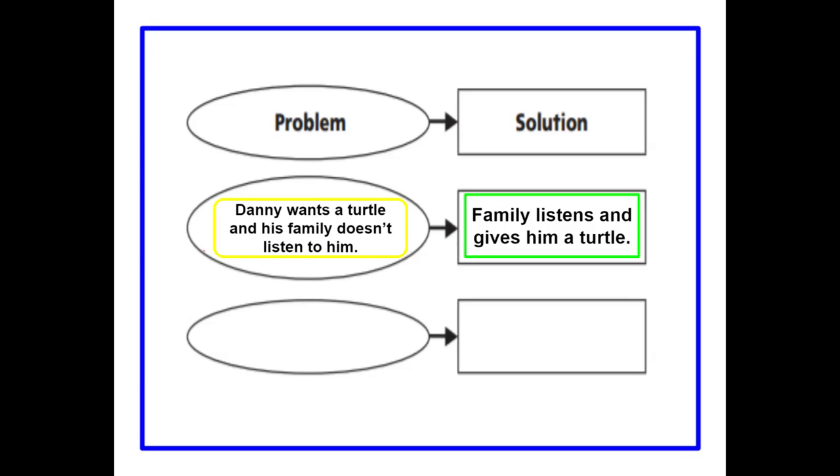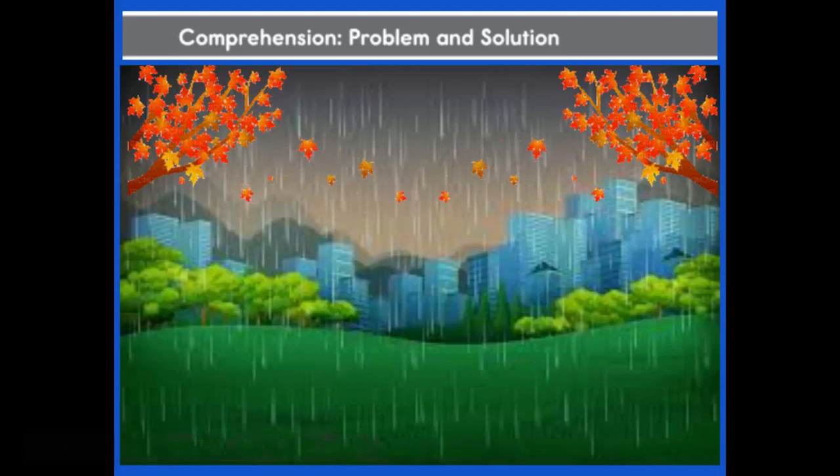Excellent job. So now we know what the problem was in our story, The Birthday Pet. Danny wanted a turtle, but his family didn't. Exactly, his family didn't listen. So how was the problem solved? At the end, they finally gave in. They listened to Danny and they gave him a turtle. Good job, boys and girls.